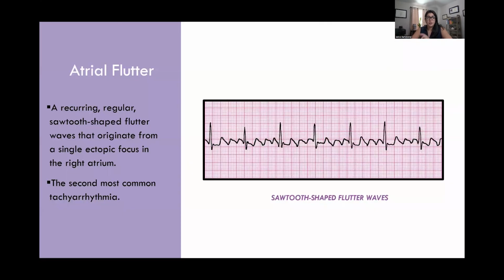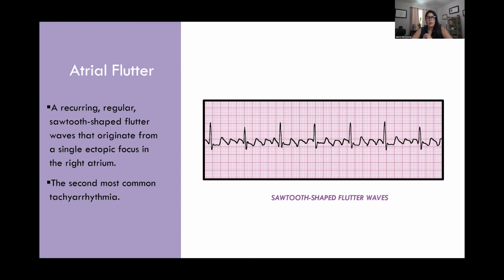The next is atrial flutter. So pretty much here, these are atrial or atrium dysrhythmias. It basically originates from a single ectopic focus in the right atrium. It's the second most common arrhythmia.